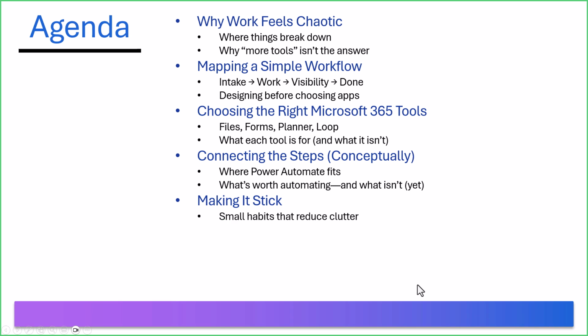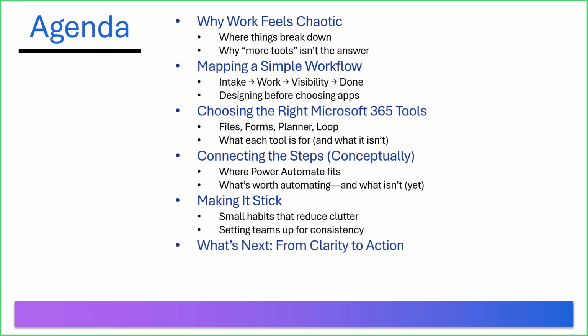Making it stick. This is important. If you're building this and you're spending a lot of time putting this together and mapping it and building it and identifying it, small habits are going to reduce clutter in the environment. But when I say making it stick, I also mean user adoption. You want people to actually use this. Yes, you can do manual processes, but automation is just going to allow for consistency throughout.